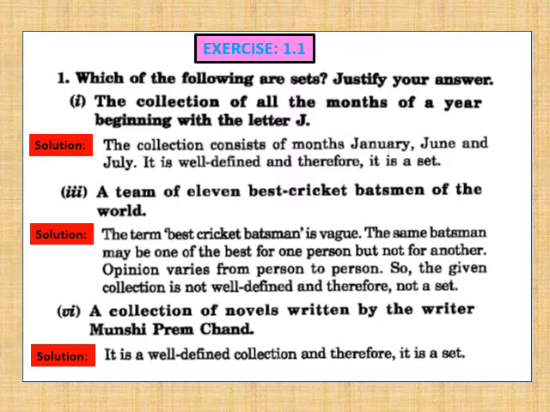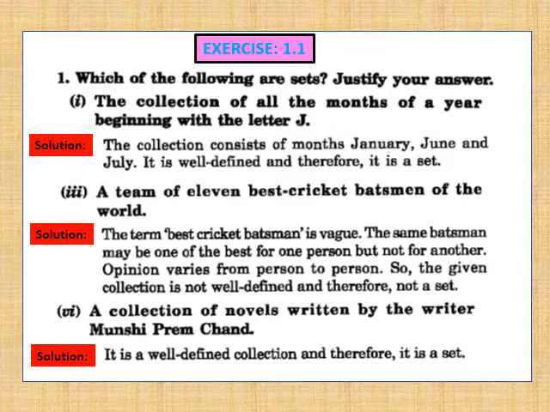Third is a team of 11 best cricket batsmen of the world. Now the term best contradicts, because Kohli might be best for you, but Sachin might be best for me, Rohit might be best for some other person. So here it is a contradiction, this is not defined. Remember that best is not a well defined term, it cannot be accepted by everyone. So since this definition is not accepted by everyone, this cannot be a set.